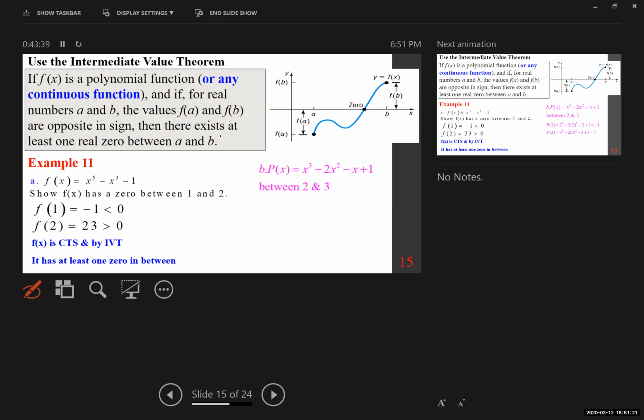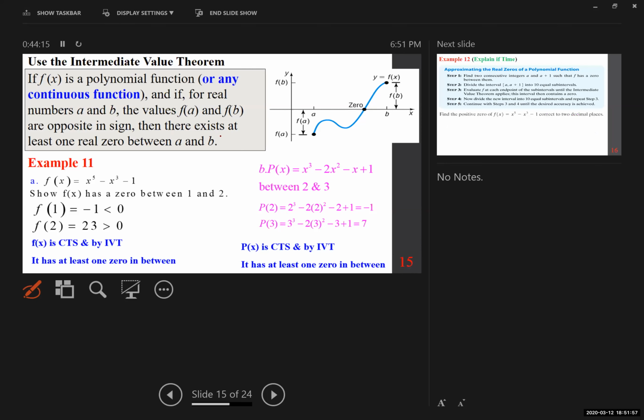What happens when you plug in positive 3? Okay, 3 cubed minus 2 times 3 squared minus, okay, very good. So that's what we get. Same thing. F of x is a polynomial of degree 3. Therefore, it's continuous from negative to positive infinity, and it's continuous from 2 to 3 because the two numbers are different in sign. Then it has at least 1 zero in between. Sounds good? All right, let's continue a few more minutes before we take a break.